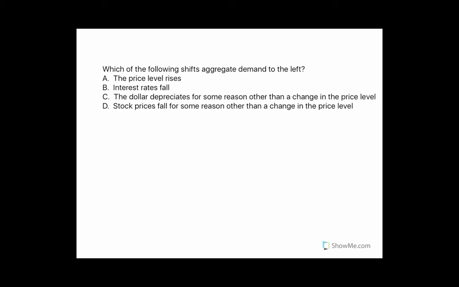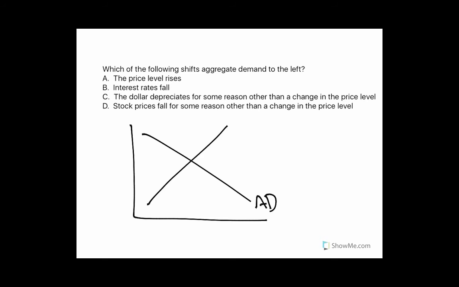And then we have this question, which of the following shifts aggregate demand to the left? With questions like these, I usually like to go through each option. Choice A says the price level rises. If we look at the same graph as before, notice that on this y-axis we actually plot the price level. So let's say we're here. This is our price level at equilibrium.